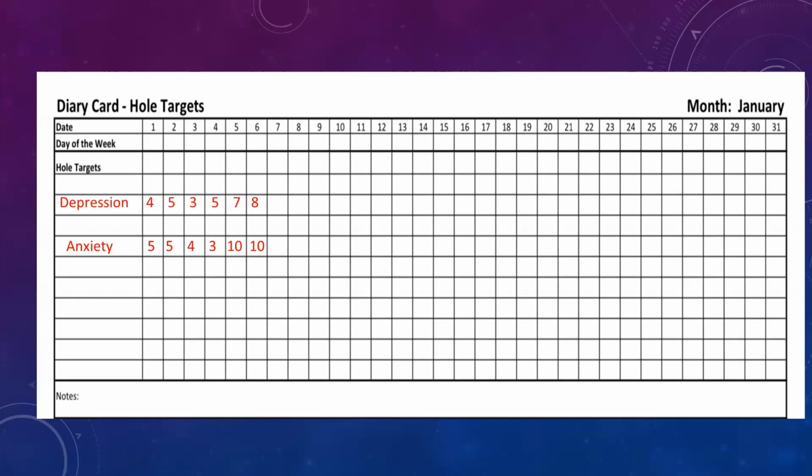Allison had suffered from depression and anxiety since she was a teenager, but her symptoms got worse following her father's death. She had decided to use depression and anxiety as her whole diary card targets. Allison's diary card revealed that her depression always seemed to hover around a 4 or 5 out of 10. Her anxiety spiked whenever she had something to do with Ingrid.